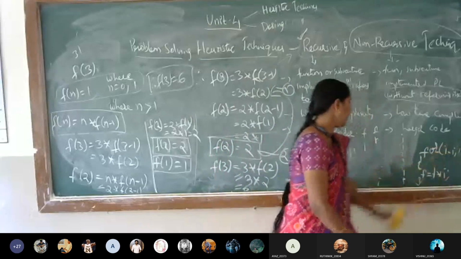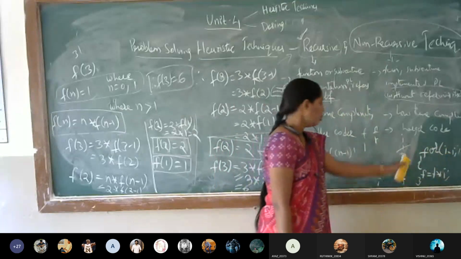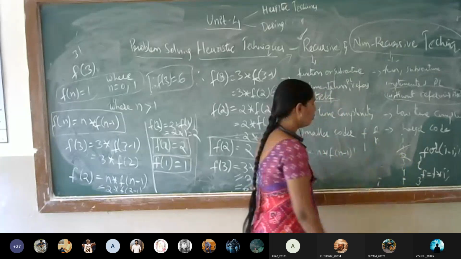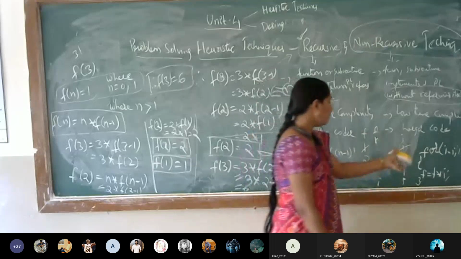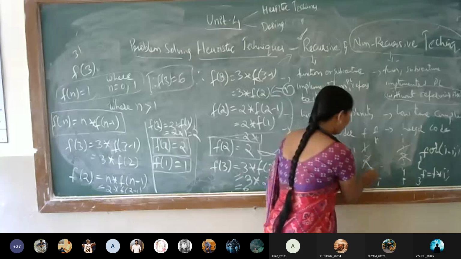Again, the i value will be incremented. Once i is incremented, you will get 2. Okay, 2 into what is the f value? I got 1. 2 into 1 is nothing but 2. Next, the i value will be incremented to 3. 3 into 2 is 6. So 6 will be stored here.